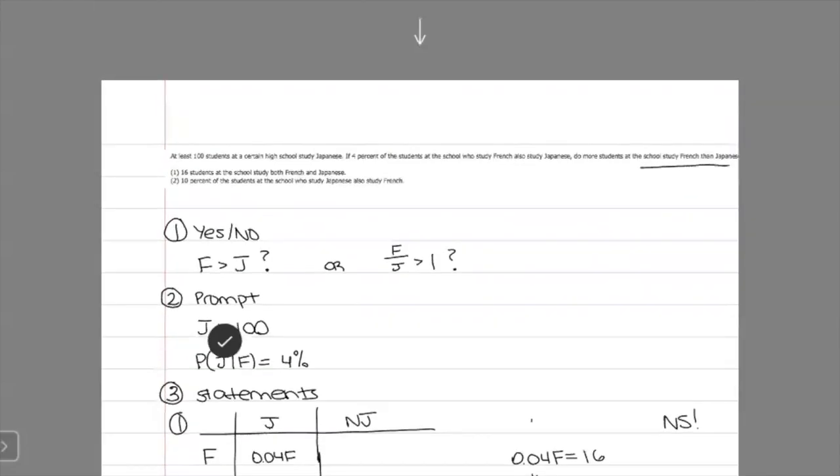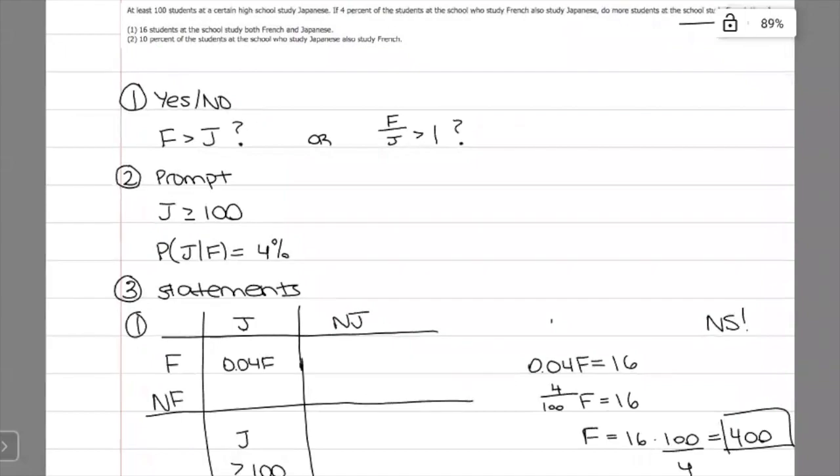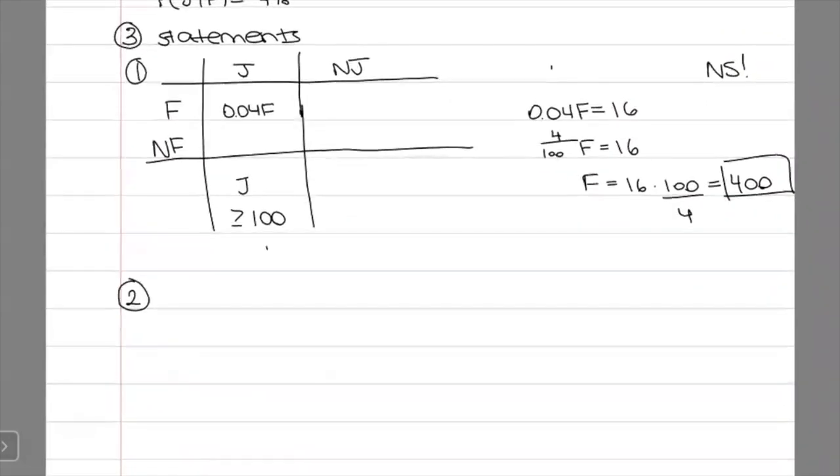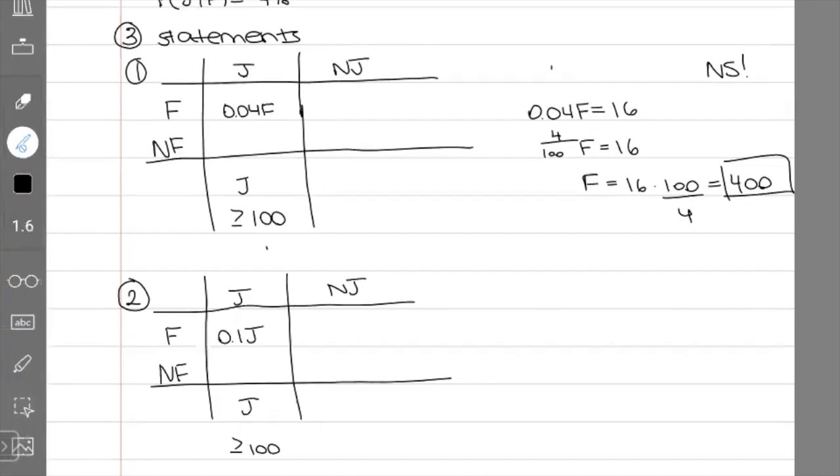Then statement 2 is saying that 10% of students who study Japanese also study French. So 10% of J is going to equal the intersection of F and J. So if we call this J, this is going to be 0.1 J. And now that's all we know with this one, so we really can't do much with this either.